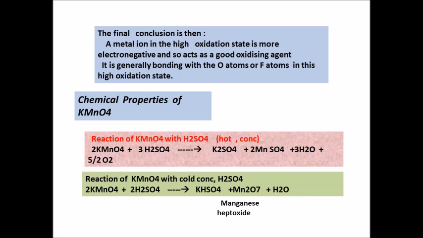So the final conclusion is what then? That a metal ion in a high oxidation state is more electronegative and acts as a good oxidizing agent, and it will readily reduce itself and accept electrons from other atoms. Generally, bonding with oxygen and F atoms in high oxidation state is observed.